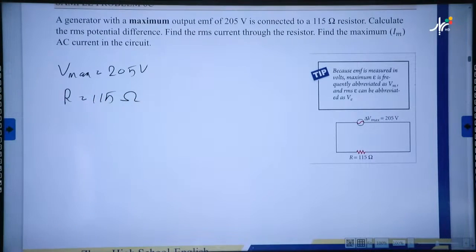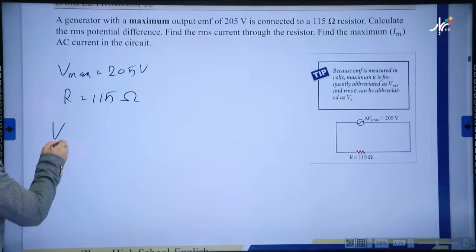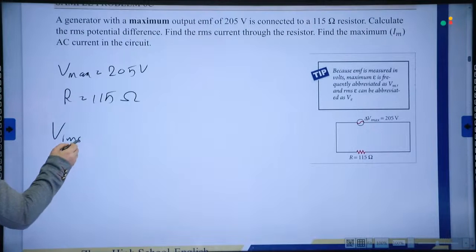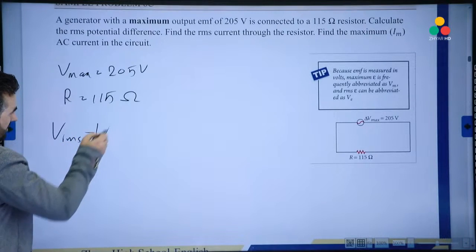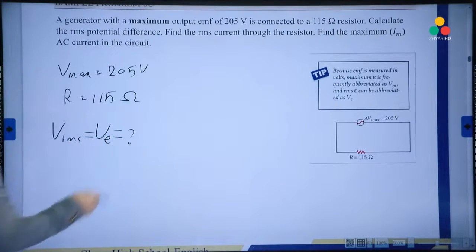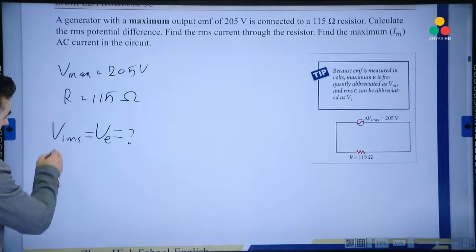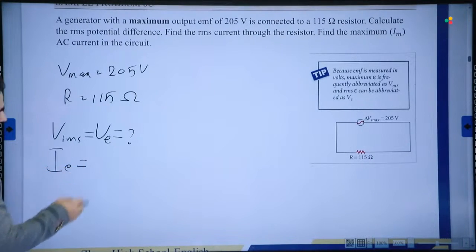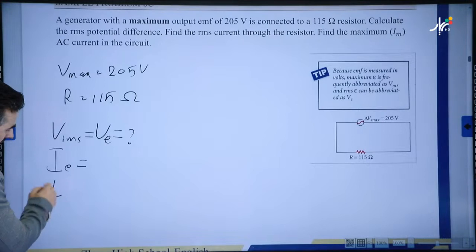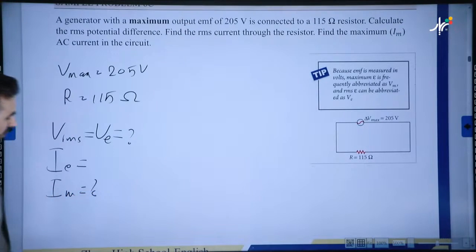Okay. And then it says calculate the root mean square potential difference. So find V root mean square. Another name for root mean square is effective, which is the same as V effective, yeah? Very good, find this. And then after that, find the root mean square current through the resistor, so find I effective. And then after that, you can find I maximum as well.